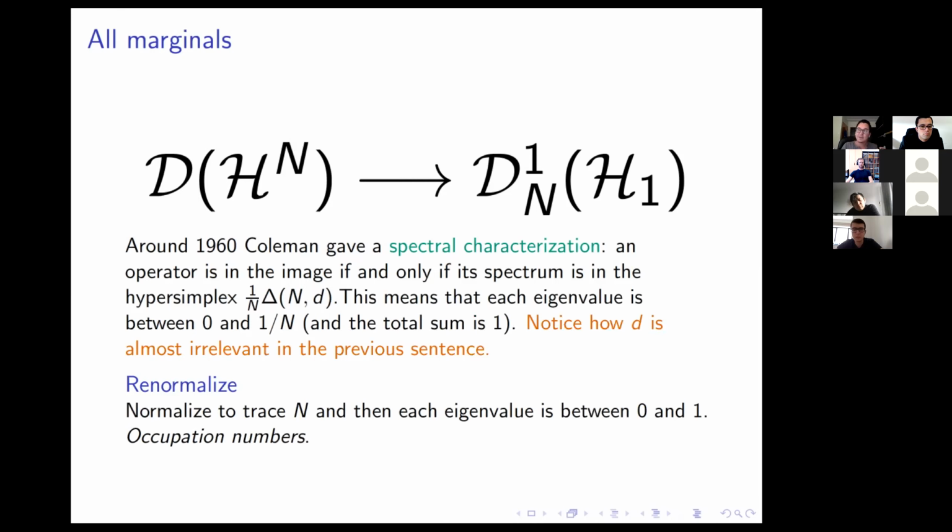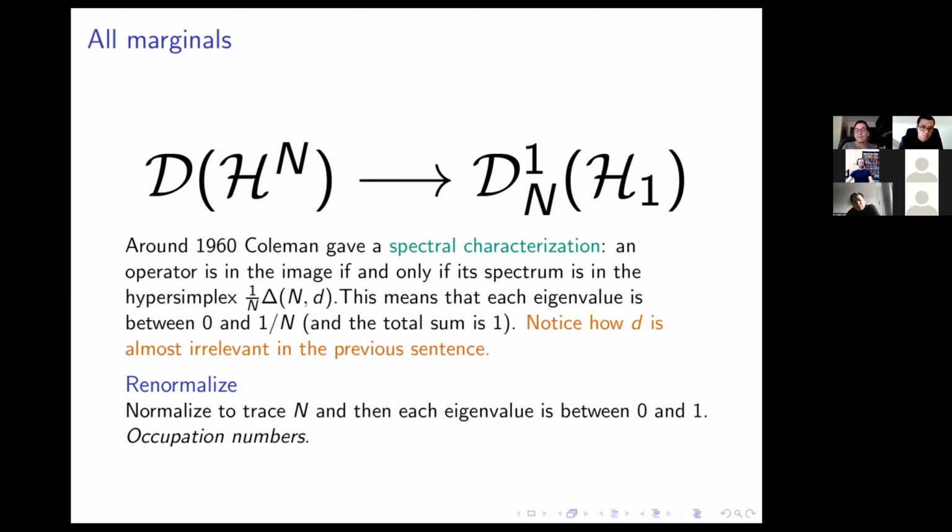But if you forget about that for a second, you can describe this without referring to D. So again, each eigenvalue has to be between 0 and 1 over n, and it depends on the number of particles. Some people renormalize this: you can multiply everything times n, so the total sum is equal to n, I'm sorry, because you came from n particles, and then all of your eigenvalues are normalized between 0 and 1.